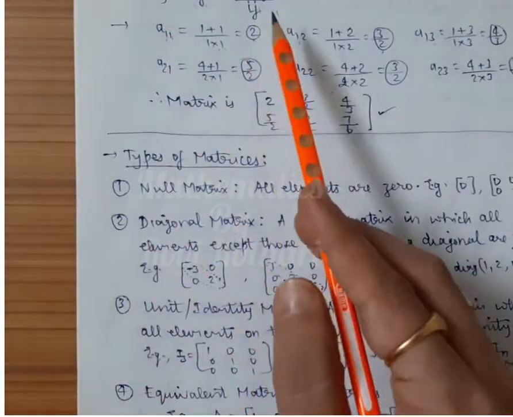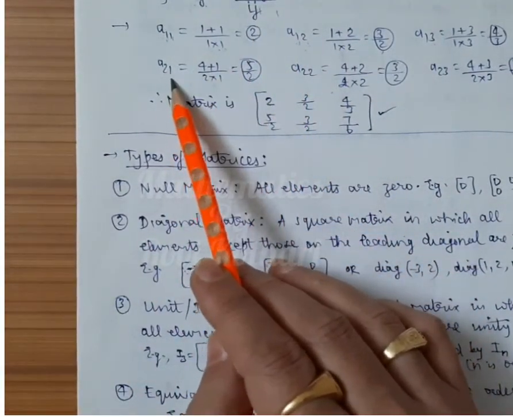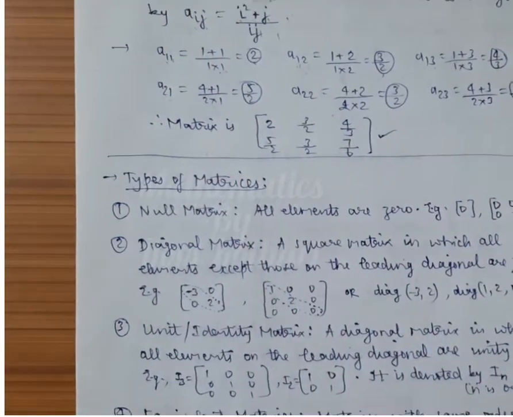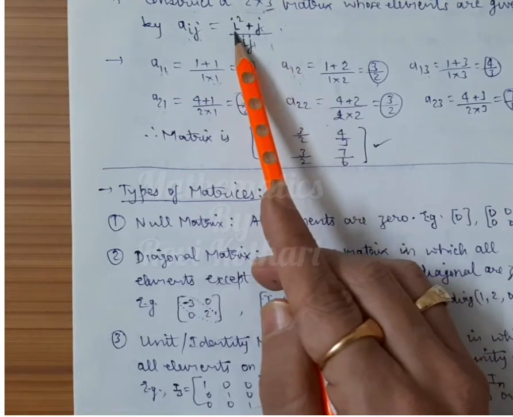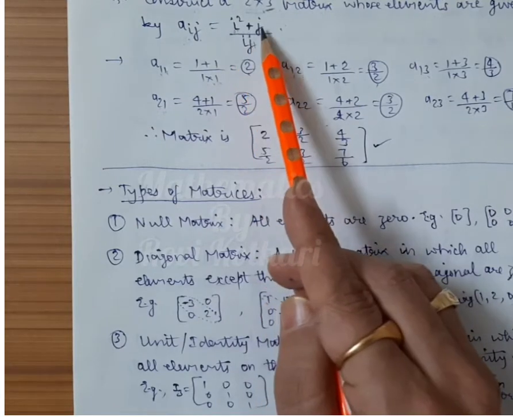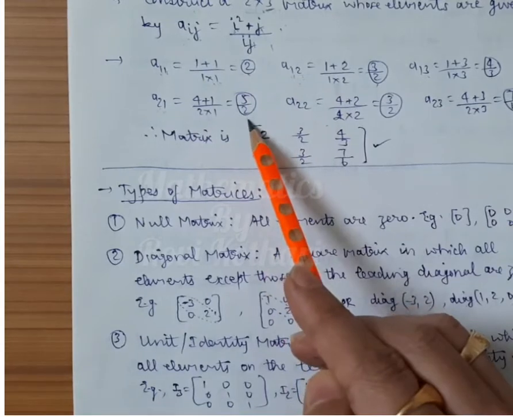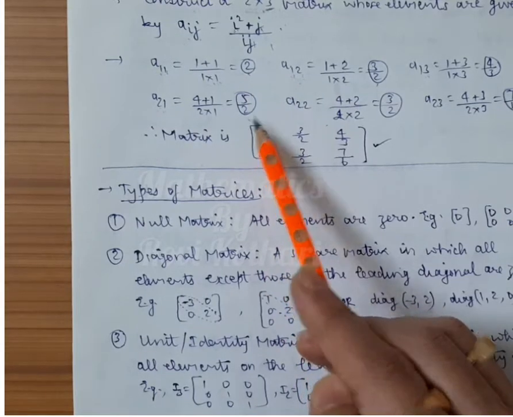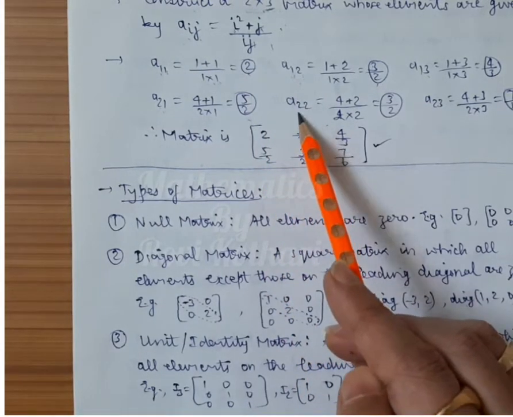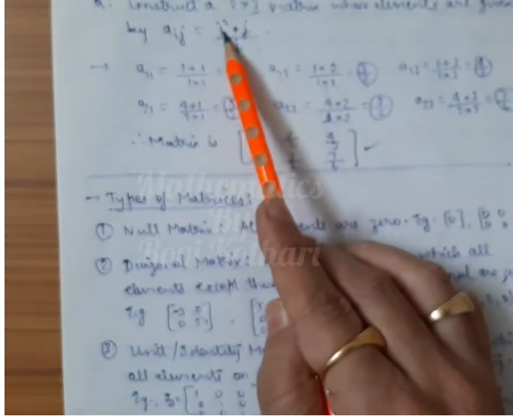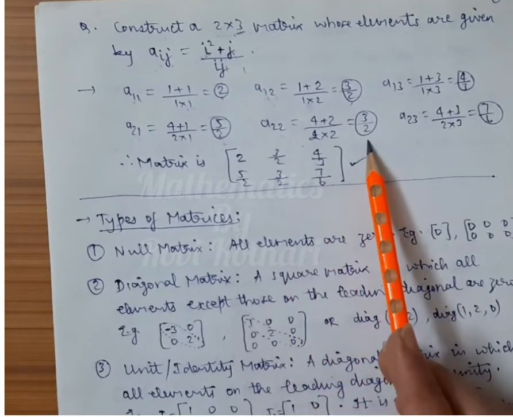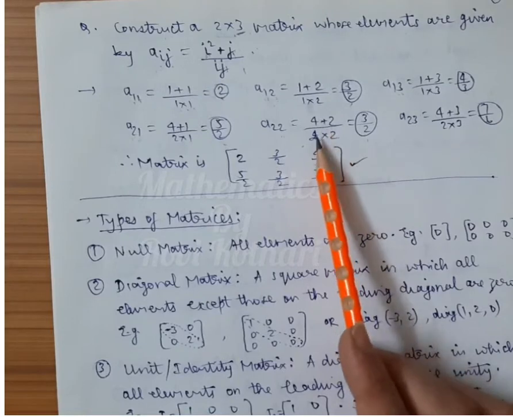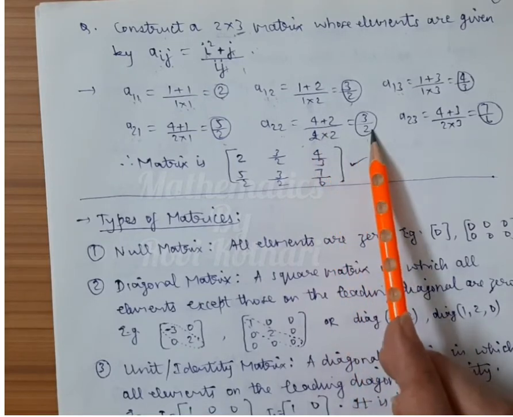Now we have to go to the second row. The second row starts at A21, meaning I have to plug in the value of i as 2 and the value of j as 1. I get 2 square, that's 4, plus 1, 5, upon 2 into 1. So that's 5 by 2. Similarly, for A22, i is 2, j is also 2. Plugging that in, 4 plus 2 is 6, 6 upon 2 into 2, that's 4. 6 by 4 reduces to 3 by 2.